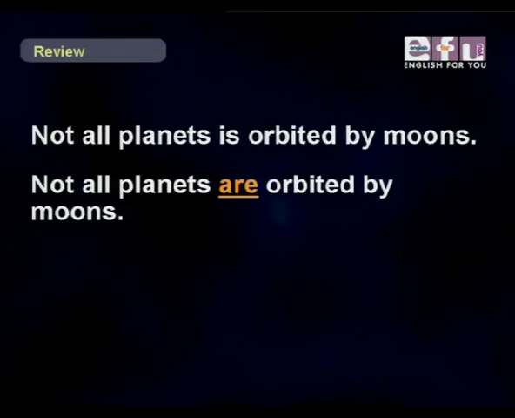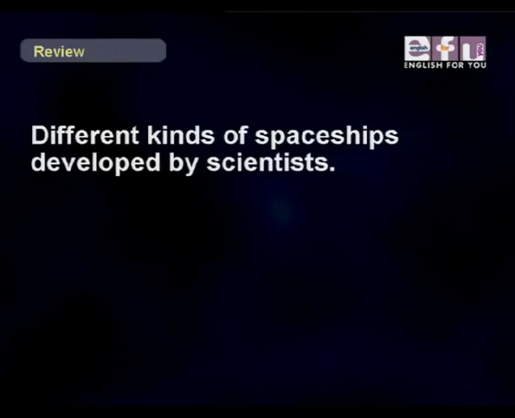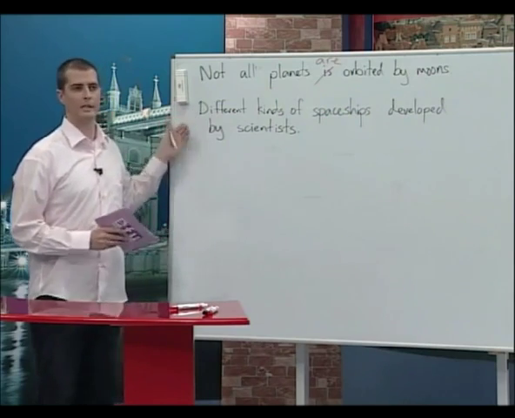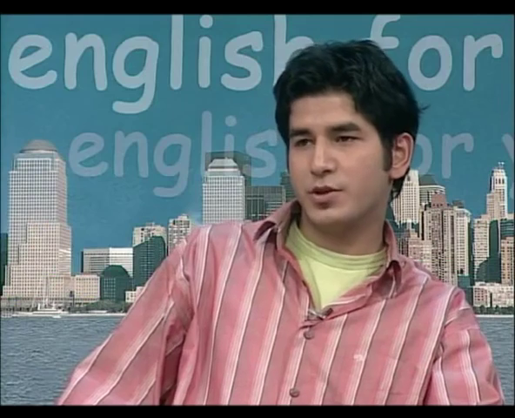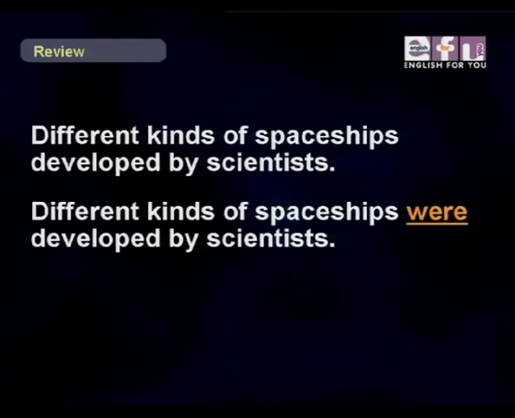Not all planets are orbited by moons. Good. Lewis, you can do this one. Different kinds of spaceships developed by scientists. Different kinds of spaceships were developed by scientists. Right, because there's no verb here at all. We have the past participle, but no verb to be. So, different kinds of spaceships were developed by scientists.